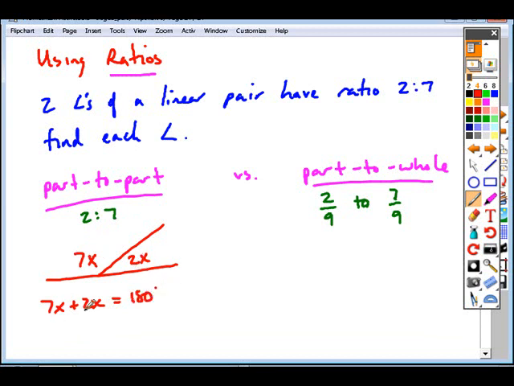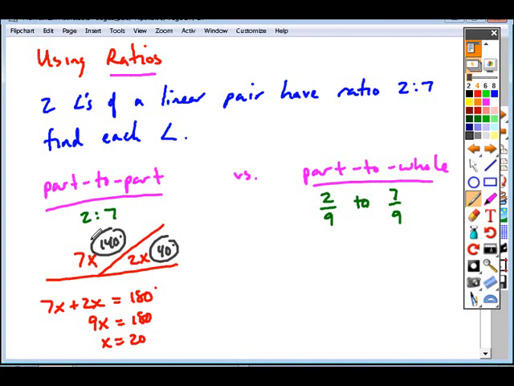180. And then just solve it. So 9x is equal to 180. Divide by 9, you get each x is representing 20. And so when you plug that in, 2 times 20 gives you 40 degrees. 7 times 20 gives you 140. So you're able to solve and calculate your answer. Okay, so if you use part to part, that's how you'll set up your equation.